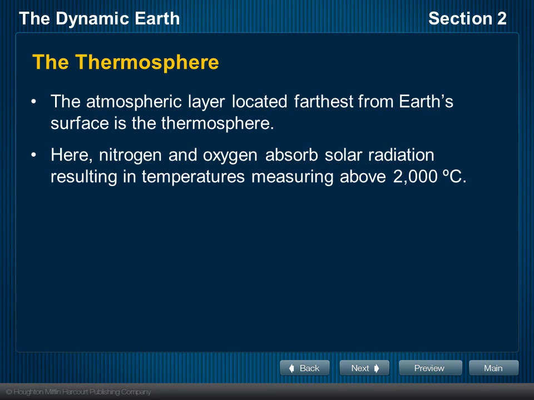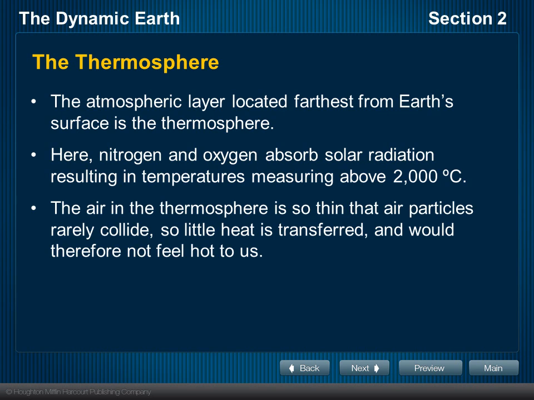And because of that, even though it's the farthest layer of the atmosphere away from the Earth's surface, we know that temperatures can be measured and can reach 2,000 degrees Celsius. Now, what's a bit challenging for us to wrap our minds around is that by the time you get to the thermosphere, the air is pretty thin. There are not a lot of oxygen and nitrogen particles around.